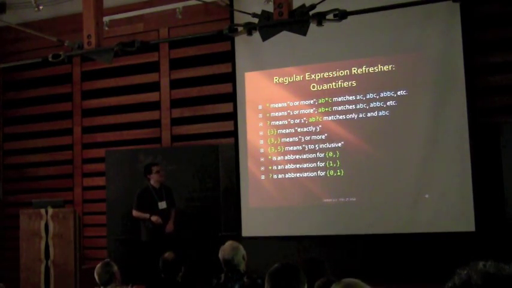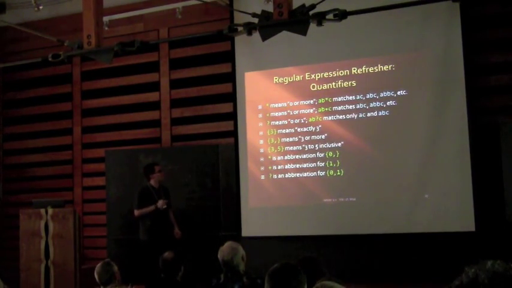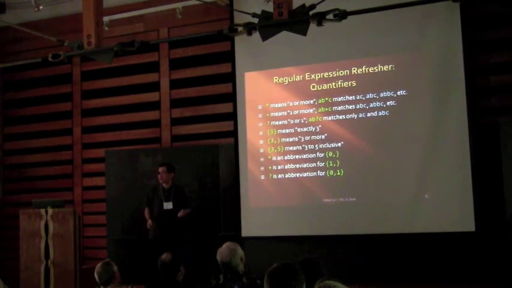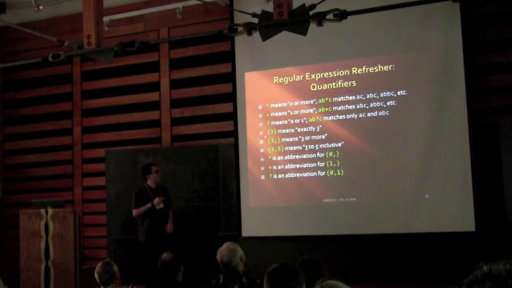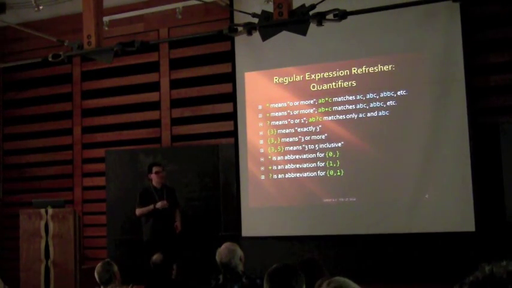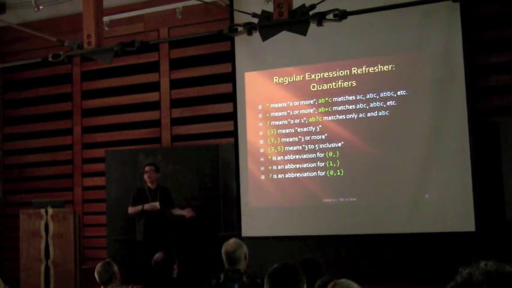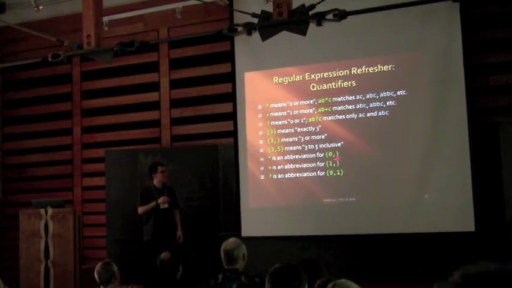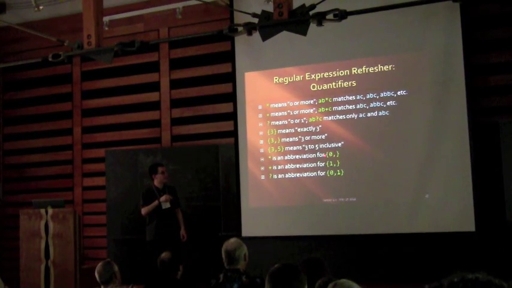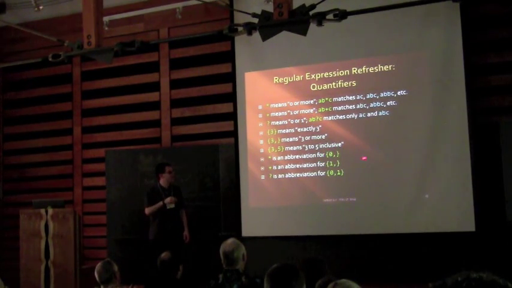So the quantifiers I mentioned, these should be all quite familiar since you've used regex before. Star is 0 or more, plus is 1 or more. Question is a little less used, that means optional. You can also get exact numbers, inclusive, or just, you know, 3 up to infinity. These are actually technically not necessary. We could always just write brace 0, comma, but nobody wants to really write that all the time. They're just sort of abbreviations.